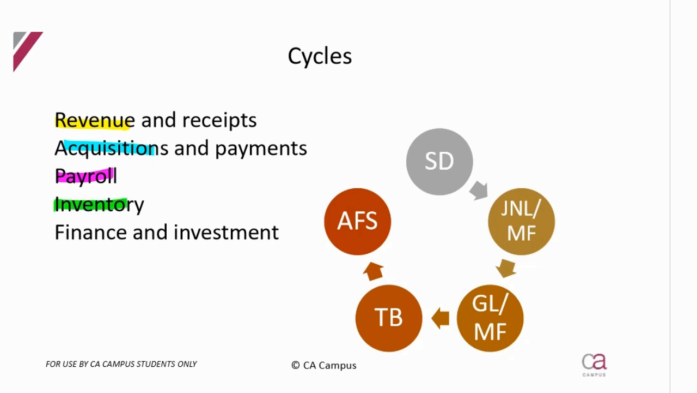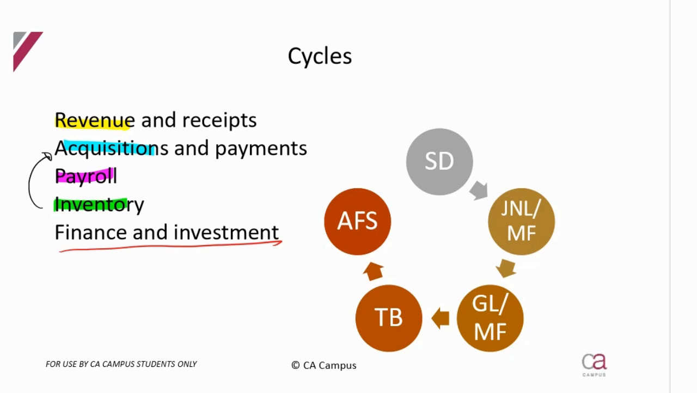You're going to have the purchase of inventory, which is actually addressed in your acquisitions. And then you're going to have the manufacturing, which we're going to deal with under inventory. And then finally, your finance and investment cycles. Again, we can't look at every balance or transaction because finance could be multiple different things, loans, leases, and investment could be multiple different things, PPE, investment properties, whatever they choose to invest in.